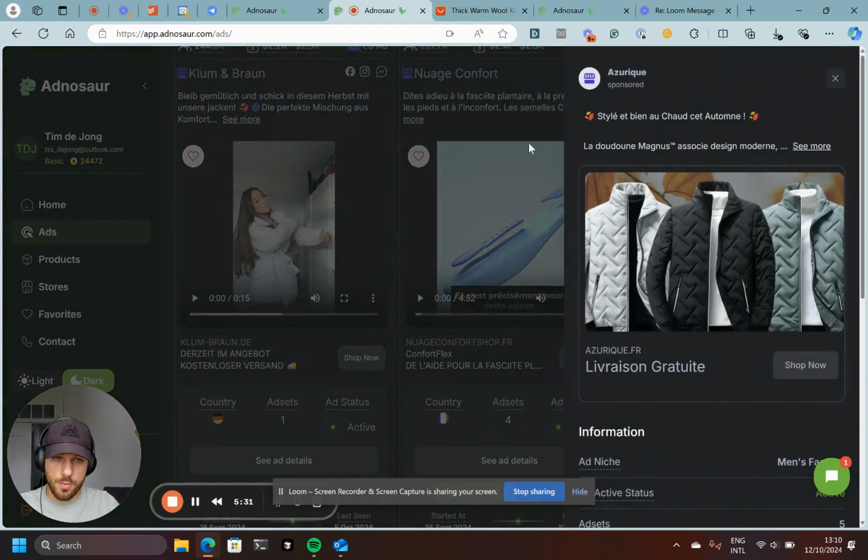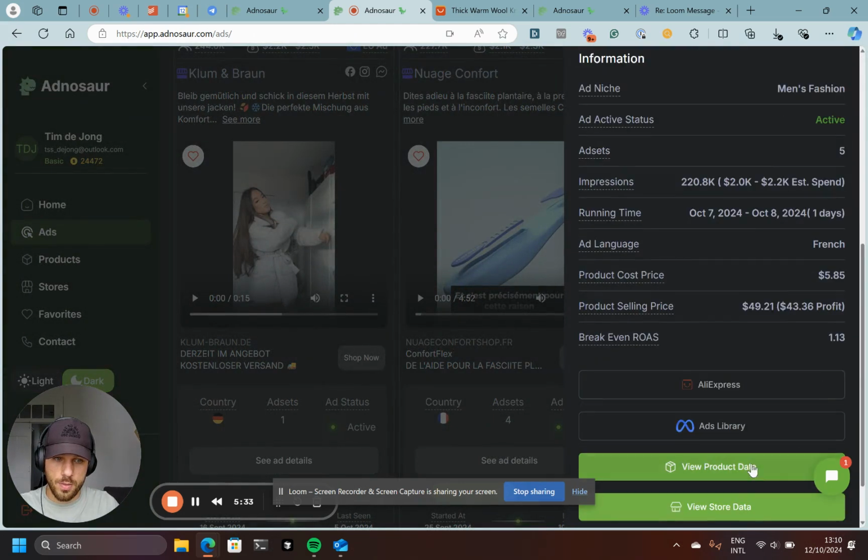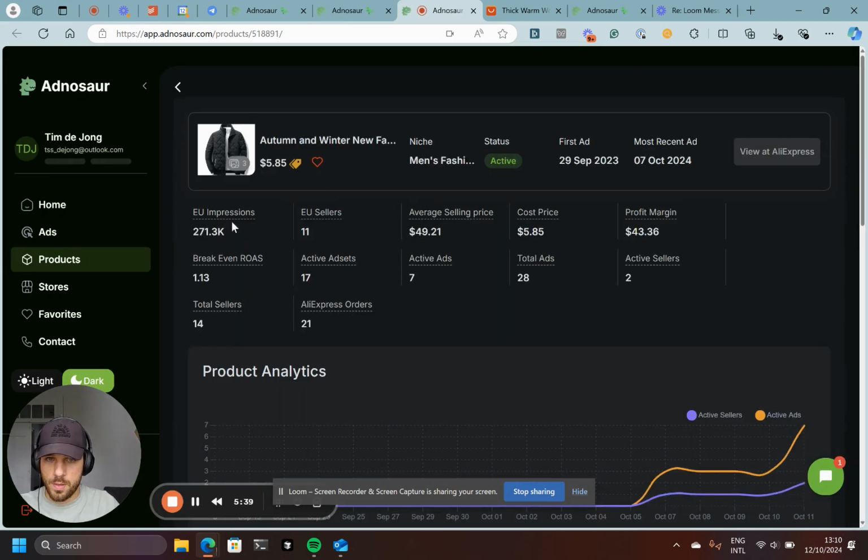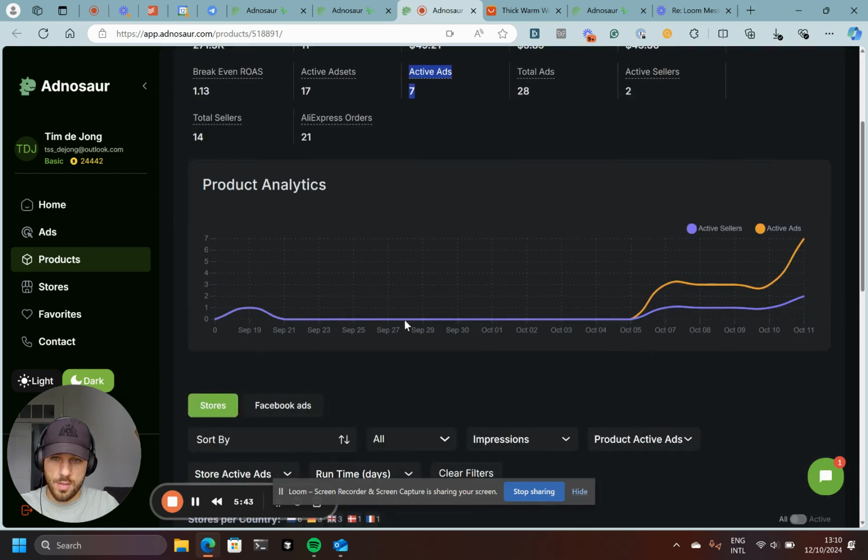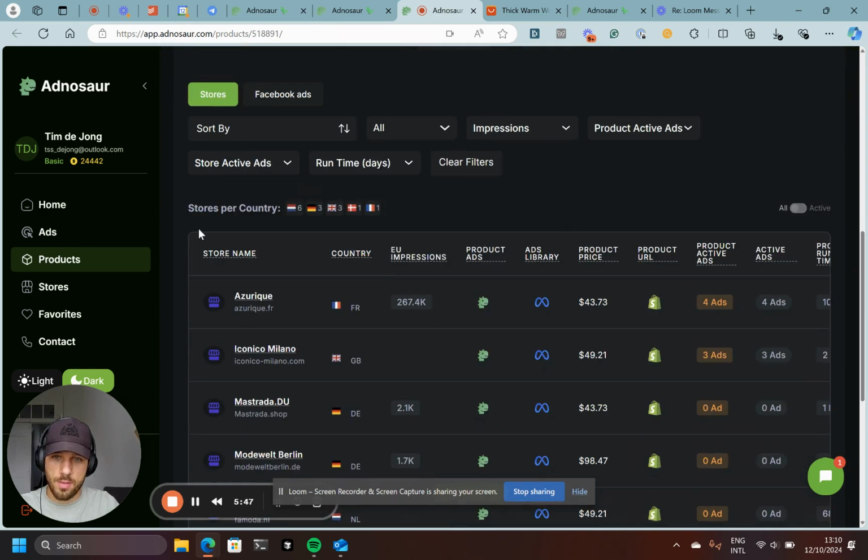This one, we can check this one. See what's happening here. Just a jacket. It's getting a lot of impressions. Active at 7. You see, it's going up here. We can check how that's happening. So it's mostly in the Netherlands, not any active stores though. We can also show only the active stores are in France and in the United Kingdom.